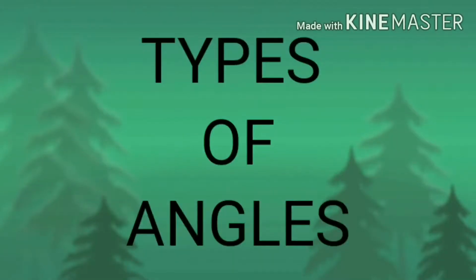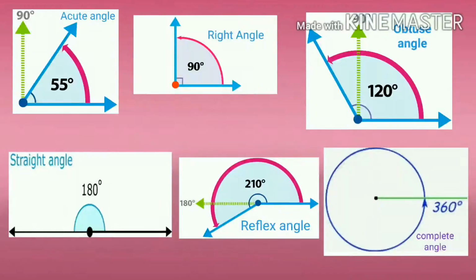Types of angles. Angles are categorized according to their measurement. The different types of angles are as follows: acute angle, right angle, obtuse angle, straight angle, reflex angle, and complete angle. Let's see these different types of angles separately.